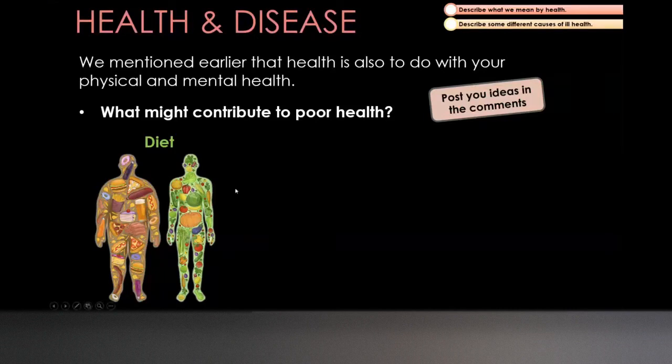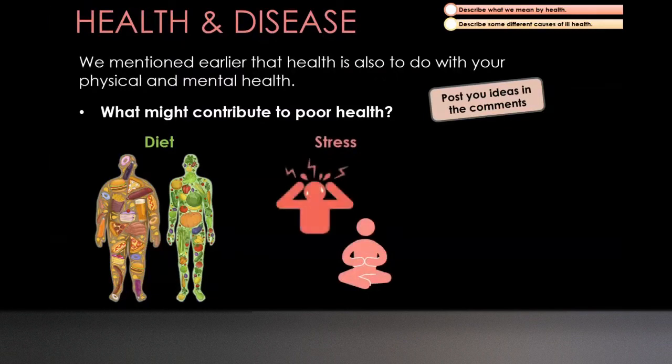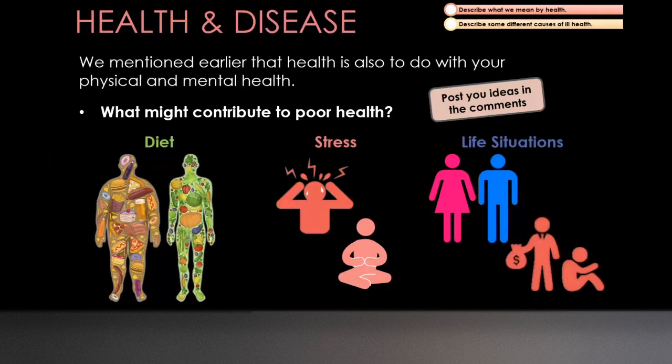So yeah, the three main things that we need to consider that contribute to poor health, this is to do with non-communicable diseases, generally speaking, would be diet, stress, and your life situation. So we'll talk about all three of those things to start off with. We'll go through each of them one at a time. So let's start off with diet.